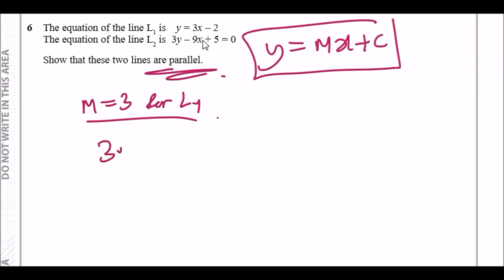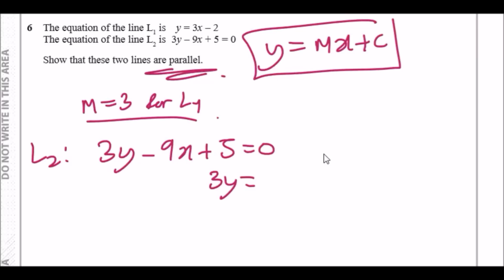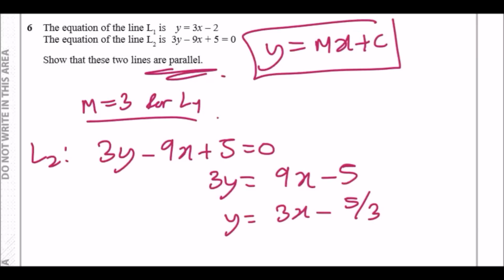So let's get this down. This is for line 2. Always make your working clear. What we can do is throw everything that isn't y to the right hand side. So minus 9x plus 5 is thrown to the right, and they change sign, so they become positive 9x and negative 5. And lastly, to get into this y form, divide the equation by 3. So you should get y equals 3x minus 5 over 3.